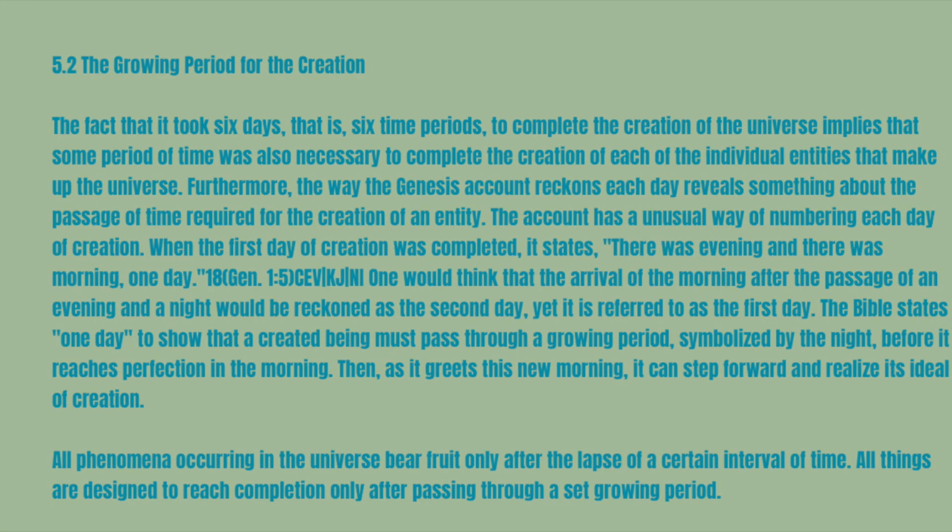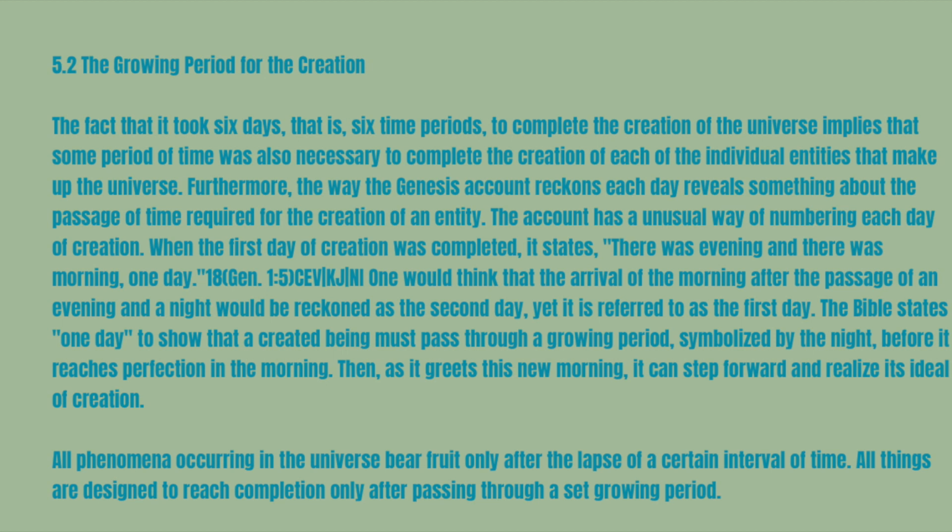5.2. The growing period for the creation. The fact that it took 6 days, that is, 6 time periods, to complete the creation of the universe implies that some period of time was also necessary to complete the creation of each of the individual entities that make up the universe. Furthermore, the way the Genesis account reckons each day reveals something about the passage of time required for the creation of an entity.